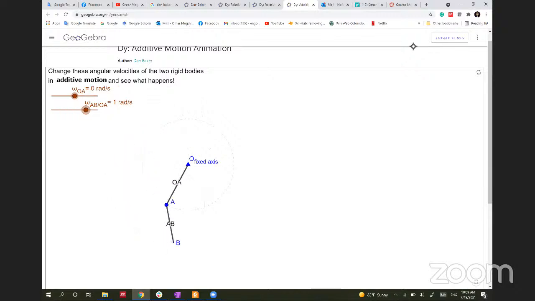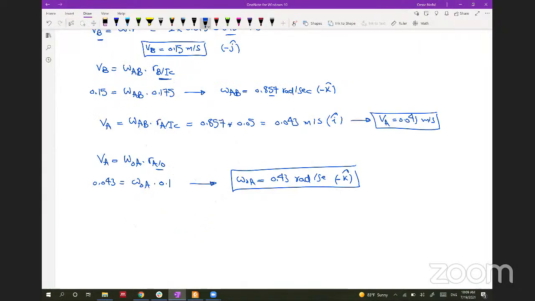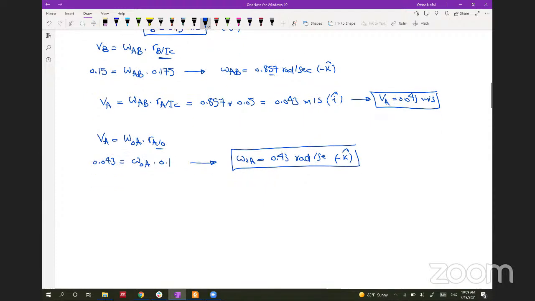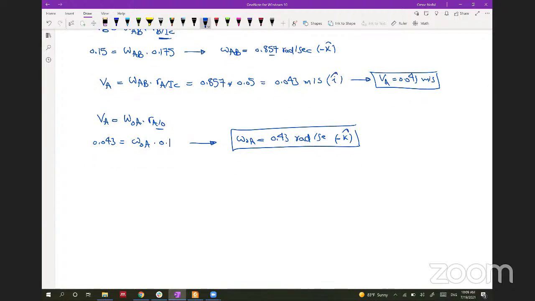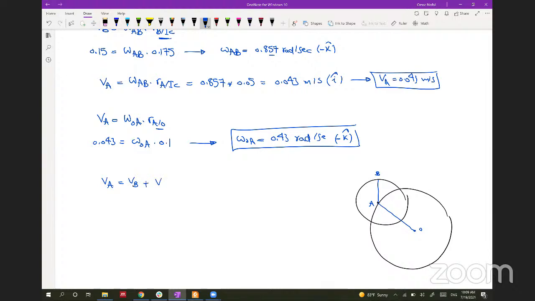If we have just the other body moving, so we have only the omega of this body, as we construct relative velocities, let's make another center here. This is O, A, B. As we said, the velocity of A is equal to the velocity of B plus the velocity of A with respect to B.